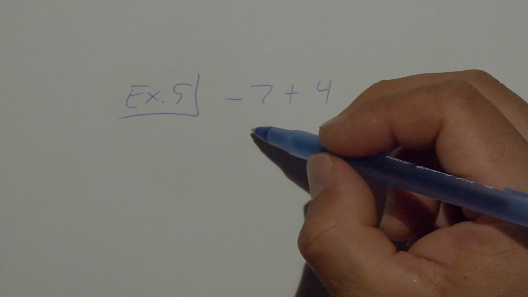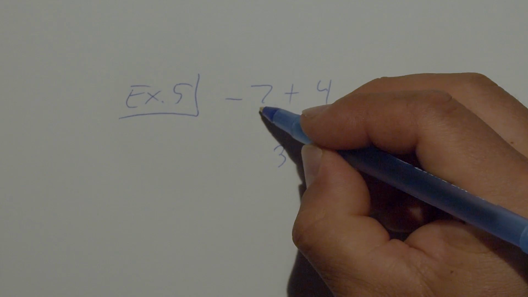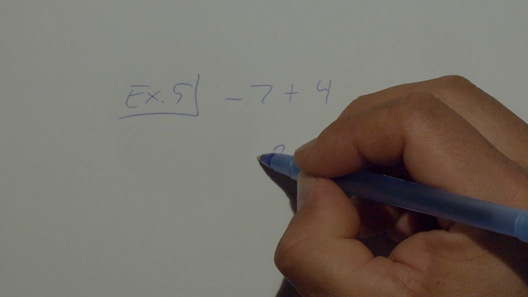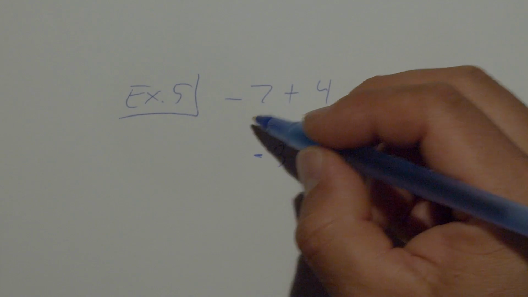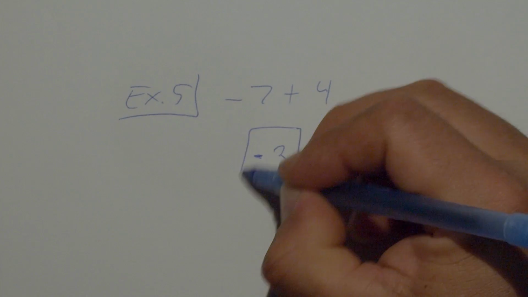Bigger one is 7, smaller one is 4. So 7 take away 4 is 3. And it looks like the negatives are winning because there's more negatives. The absolute value of negative 7 is 7. That's bigger than the absolute value of 4, which is 4. So the negatives win. Final answer, negative 3.